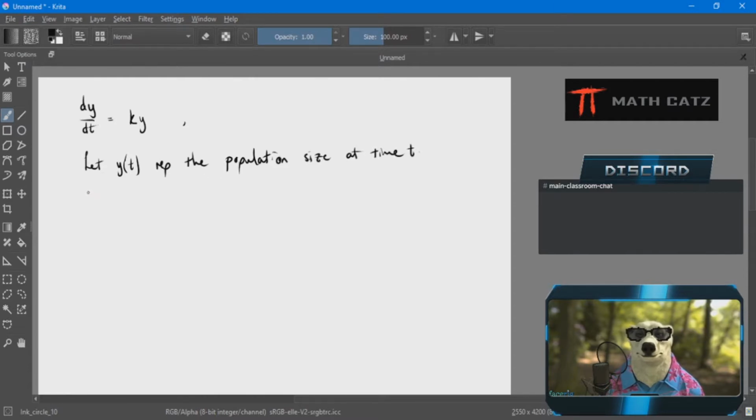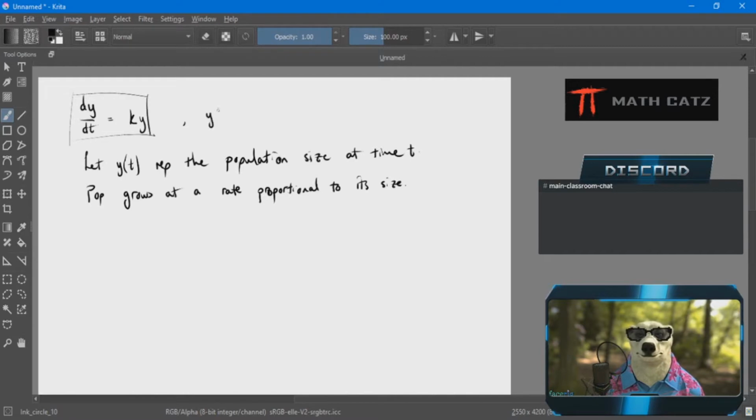and the population grows at a rate that is proportional to its size at that time. And I get this differential equation. That is a mathematical translation of this second sentence.